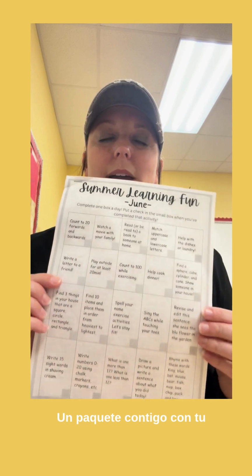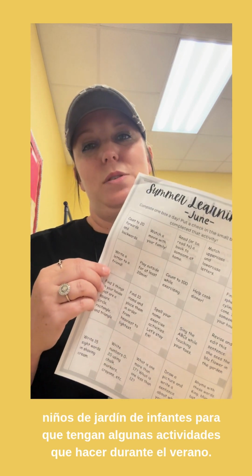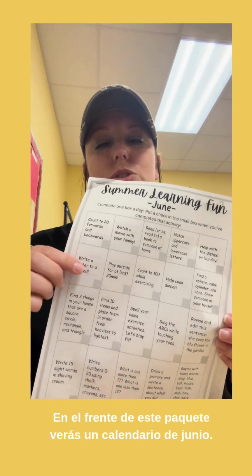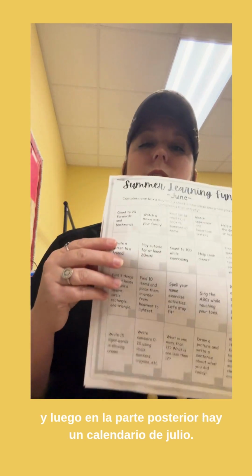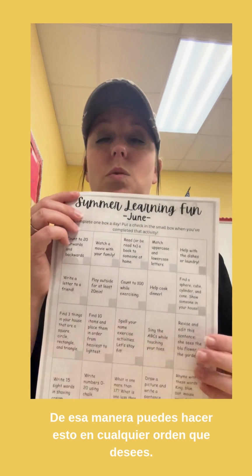We are sending home a packet with your kindergartners so that you have some activities to do over the summer to continue their learning. On the front of this packet, you're going to see a June calendar, and then on the back, there's a July calendar. You won't see any numbers. That way you can do this in any order that you want.